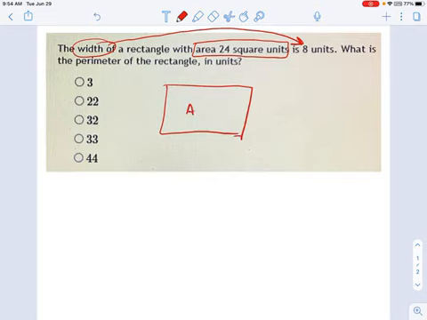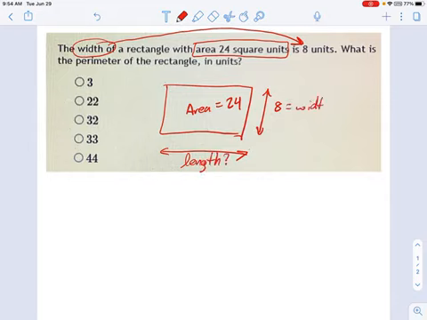I've got an area of 24 and a width of 8 right here, and I want to know what's the perimeter. Well, before you can figure out the perimeter, we're going to need to know what is the length. Once you know the length and the width, then you can figure out the perimeter.